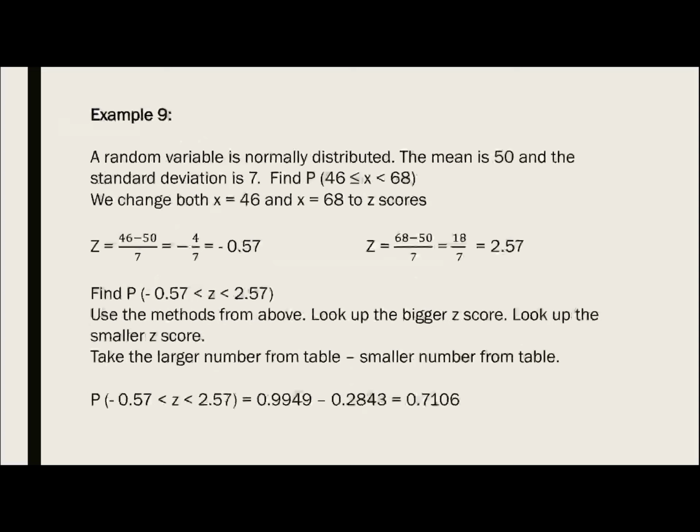So when you look up 2.57, you go down to 2.5 and under the 07 column, and you see 0.9949. Now flip over to the negative, or if you printed it, it will be your second page. Look up negative 0.57, go down to negative 0.5, under the 07 column, and you see 0.2843. So take your big minus your small, and that's your answer. That's the end.